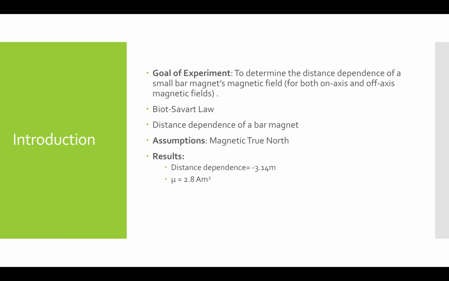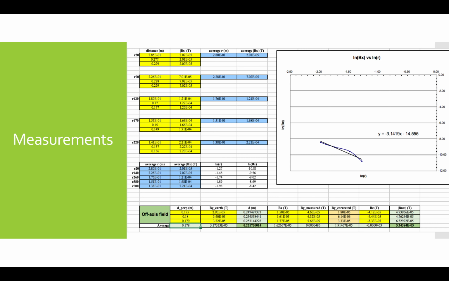The assumption that we had to make was the magnetic true north, and that if we aligned ourselves properly with it, it would have a negligible impact on our magnetic field in the x direction. The results I got were a distance dependence of negative 1.34 and a mu of 2.8.